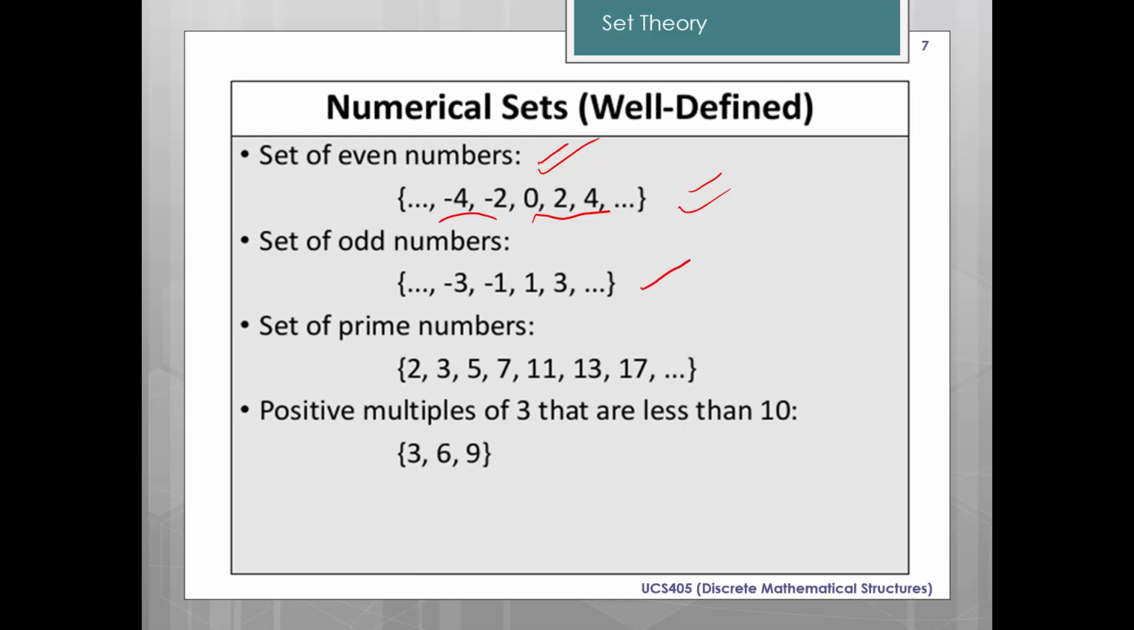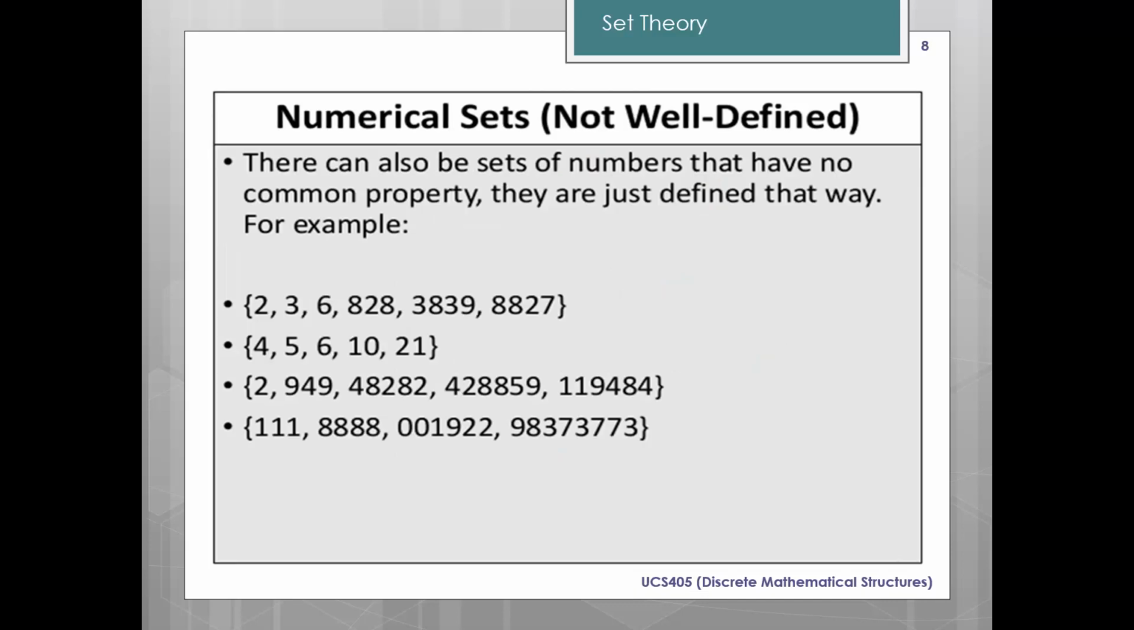Set of odd numbers, set of prime numbers, positive multiples of 3 that are less than 10, that is 3, 6, 9. Now you can see there can also be sets of numbers that do not have any common property, or we can say heterogeneous elements. See it here: 236, 828, 3839, 8827. The point is that in the whole set there is no common property. Same way, other sets are also there.